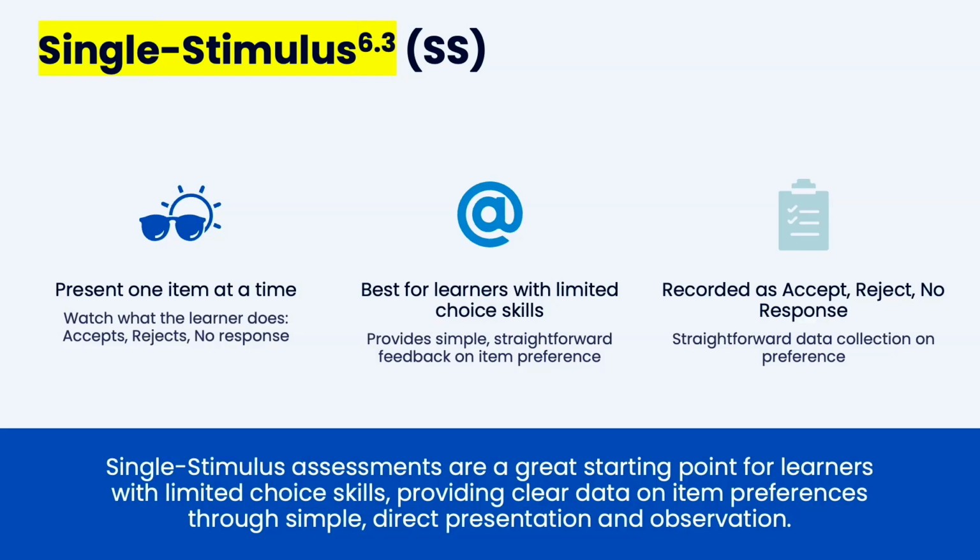Reject is usually ignores it, cries, moves away from it, and no response would be not interact with it, but not really like avoid it. This is really when learners have trouble making choices or communicating about their choices. This is the easiest way. It also takes the longest amount of time. You would record something as accept, reject, no response, straightforward data collection.